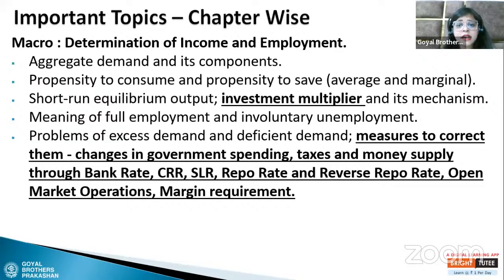Then investment multiplier. Investment multiplier is one of the very important topics. The conversion, the equations, the numericals, K is equal to 1 upon 1 minus MPC. So all these are very, very important.